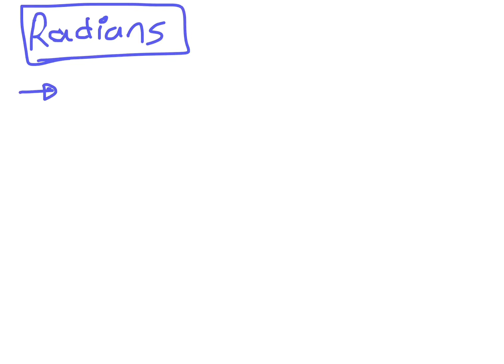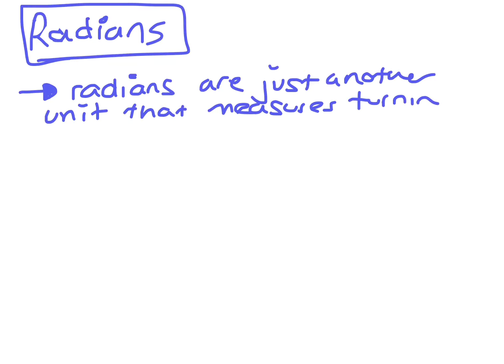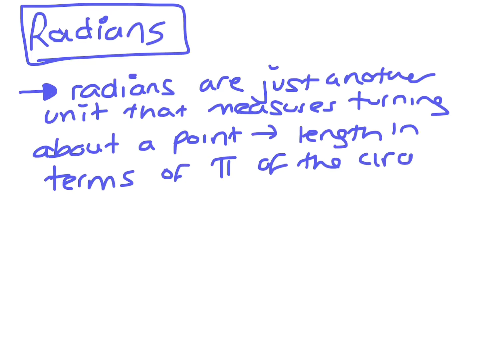Just going to talk about radians. Now, what are radians? Well, radians are just another unit that measures turning about a point. And it does this by measuring the length, in terms of pi, of the circumference of a circle.